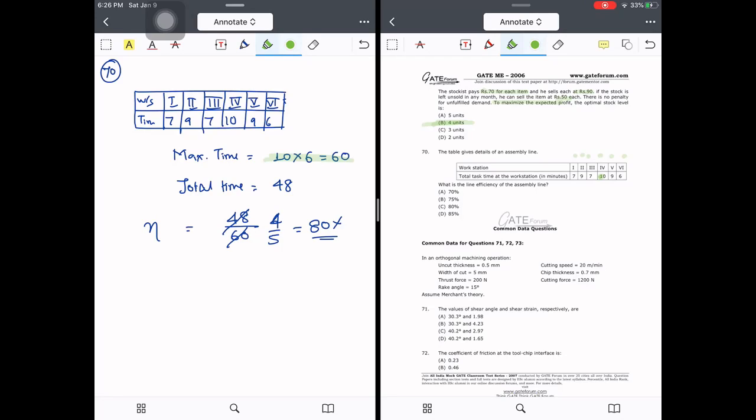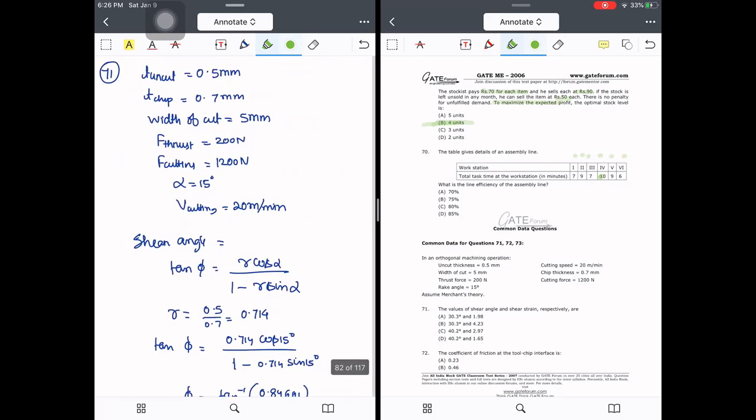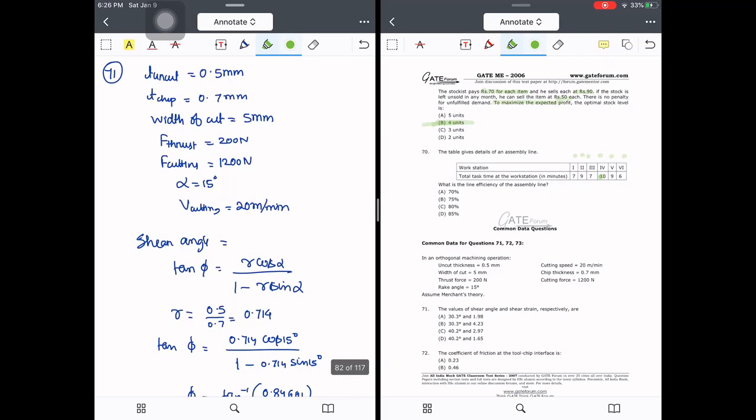Okay, 10 into 6, 1 2 3 4 5 6. So 10 into 6 is the maximum time that it can take. But when we add up the total task time of individual workstations, we get 48 as our answer. So efficiency of this line will be 48 divided by 60, that is equal to 80%.